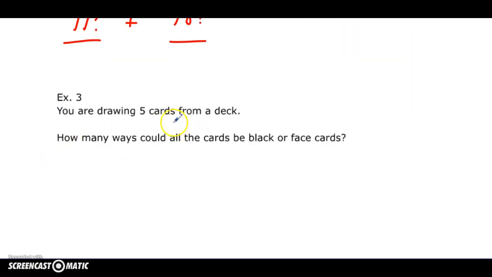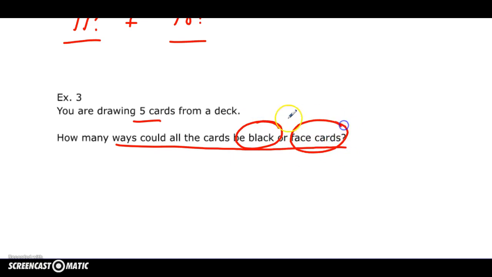Well, it doesn't. Okay. You're drawing 5 cards from a deck. How many ways could all the cards be black or all the cards be face cards? Okay, so 2 different situations you have. They can all be black or they can all be face cards. Okay, now we do have to be careful here. Is there any overlap? Well, let's get to that in a second here, because there might be overlap.